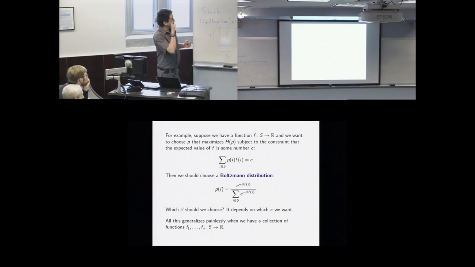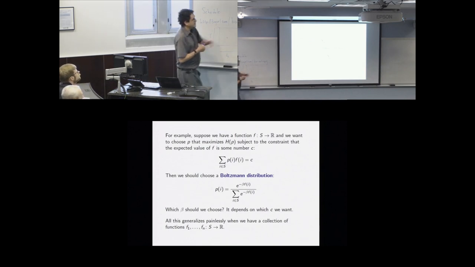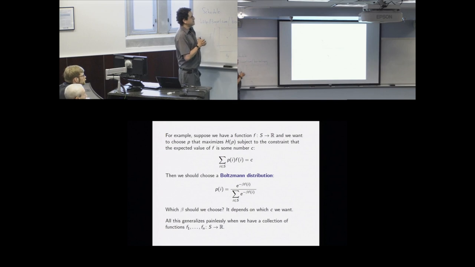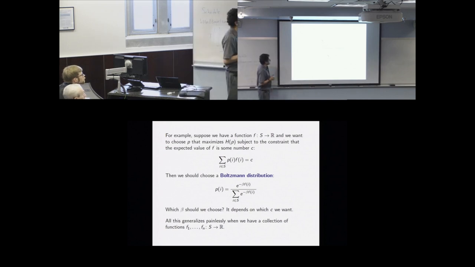So the most classic example is if you've got a specific function on your set, f, a real-valued function, and you want to choose p that maximizes entropy subject to the constraint that the expected value of this function, f, is some chosen number c. So this is your constraint here. The expected value of f is equal to c.